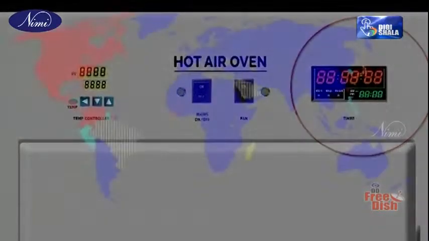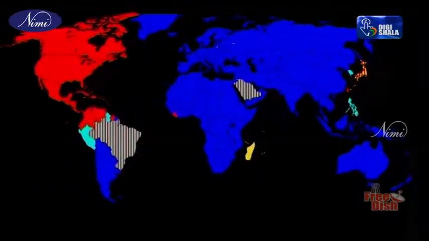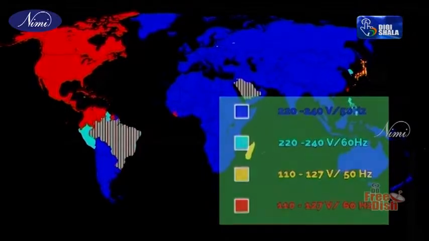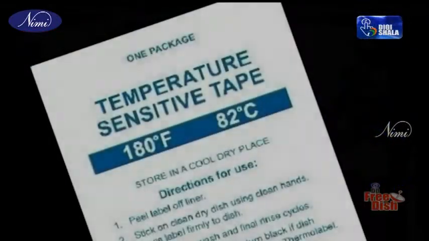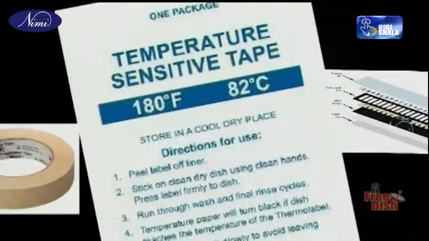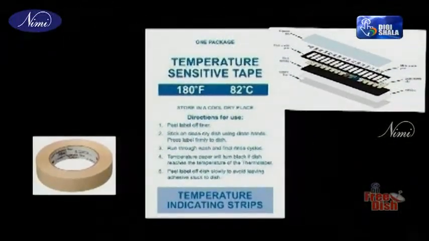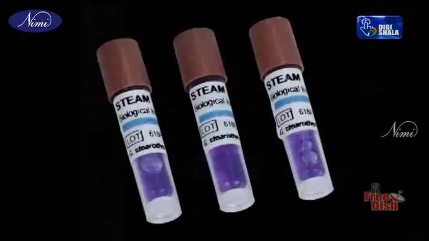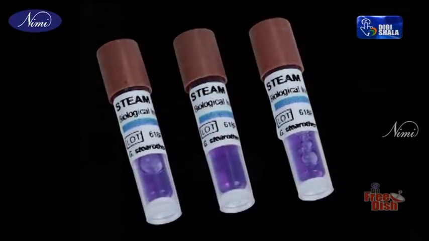Power supply needs vary from country to country, depending on the voltage and frequency used. Temperature-sensitive tapes or other devices like those using bacterial spores can be used to work as control to test for the efficacy of the device in every cycle.